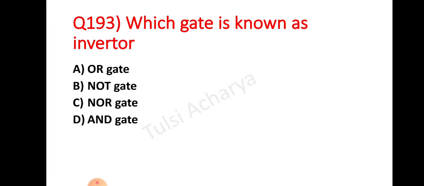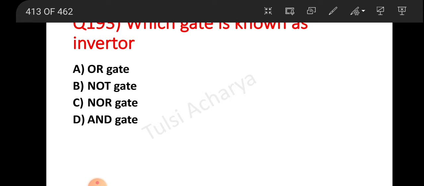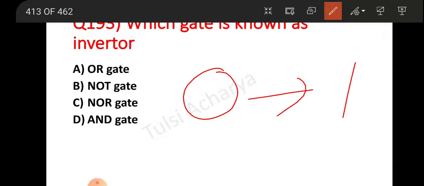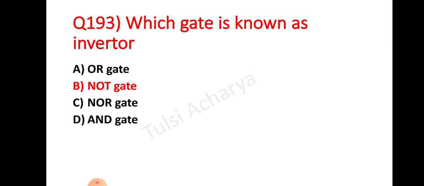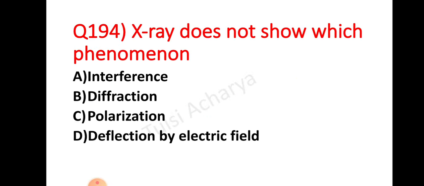Now let's see question number 193. Which gate is known as inverter? Not gate is known as inverter, because if we give 0 input it will give 1 output. If we give 1 input it will give 0 output. It inverts the given input. So not gate is known as inverter.